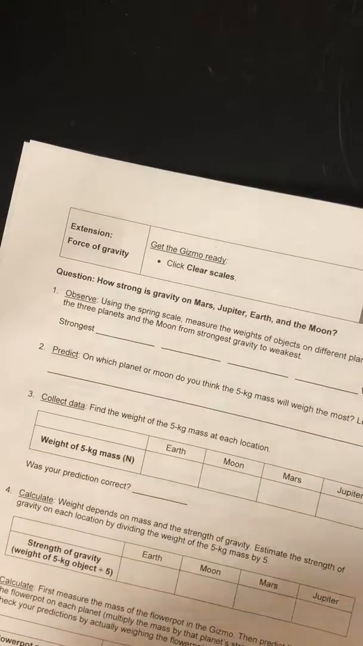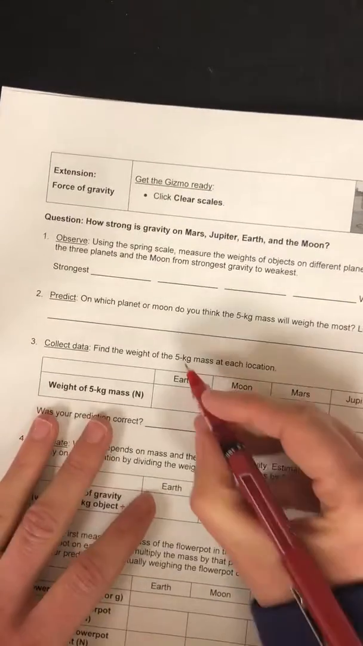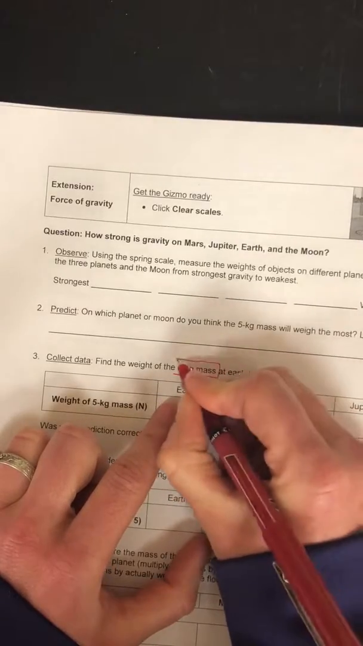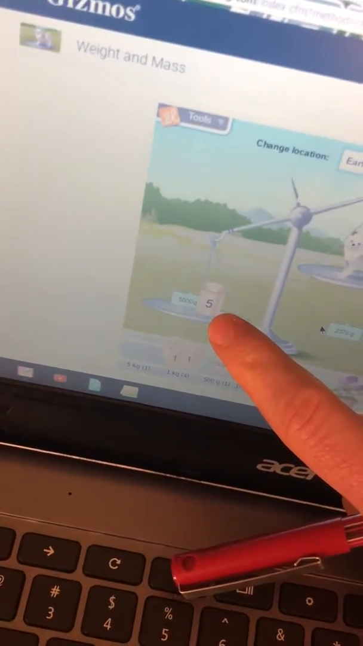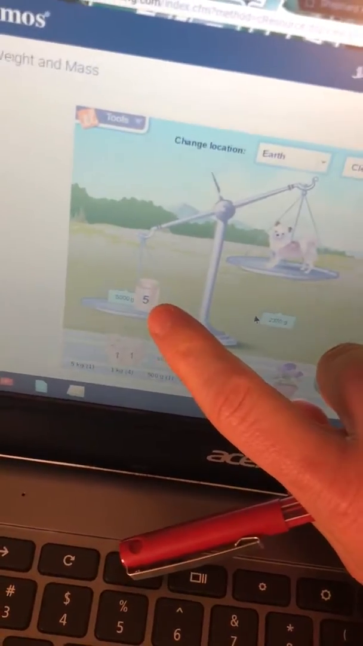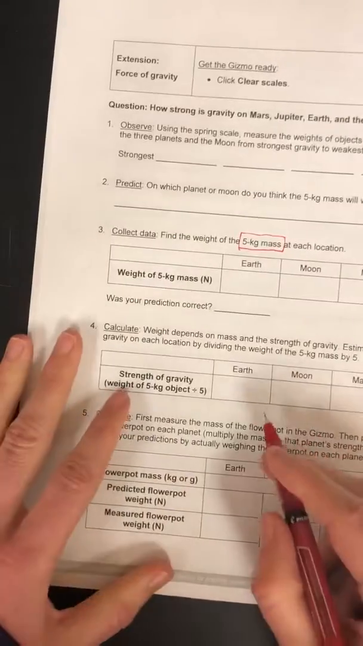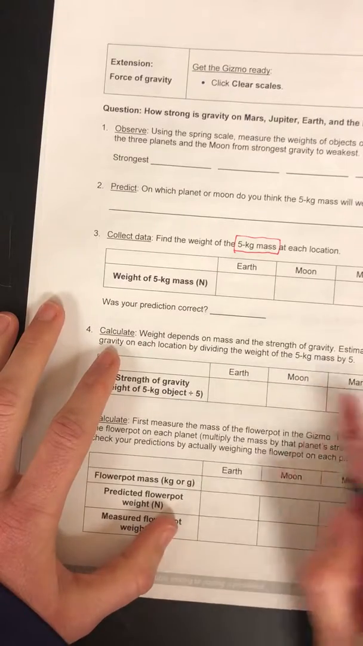And then on the back page, one thing I noticed that kind of hit on me is what you're doing for this. Make sure you're using the 5 kilogram mass. Okay, so the 5 kilogram mass means you're using this thing, right? The mass, not the scale so much, but you're using that to figure out its weight. And it tells you how to calculate the weight in these locations.